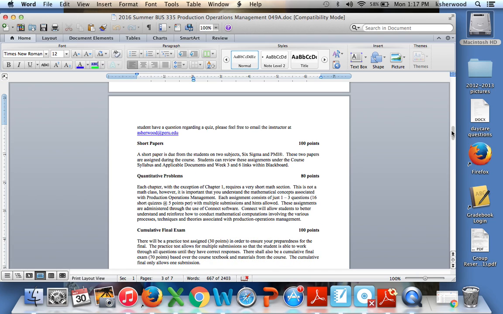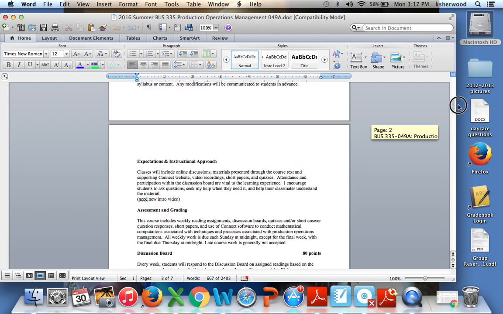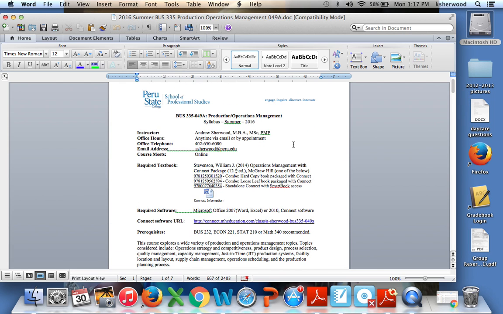And when you get your access to Connect, be sure to use your Peru State email address, and you'll want to access Connect through Blackboard. You don't want to go to the Connect website. You want to access through Blackboard, and it's the easiest way to make sure they get linked together correctly. I'm sure there'll be a couple of hang-ups, but usually we get that figured out pretty easily. So you'll get the Stevenson's text with the Connect package.